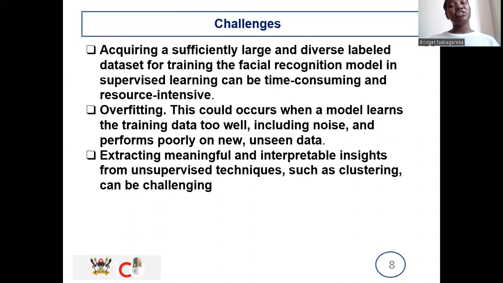Some of the challenges that are most likely to be faced are, first, acquiring a sufficiently large and diverse labeled dataset for training the facial recognition model in supervised learning, which can be time-consuming and resource-intensive. Then overfitting, which could occur when a model learns the training data too well, including noise, and performs poorly on new unseen data. Then extracting meaningful and interpretable insights from unsupervised techniques such as clustering can be challenging.